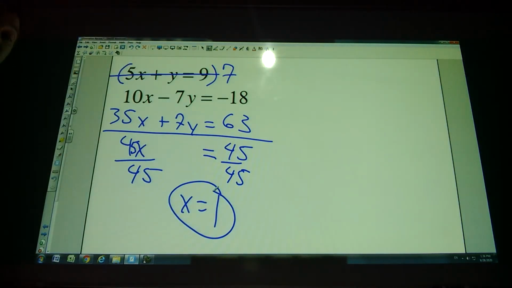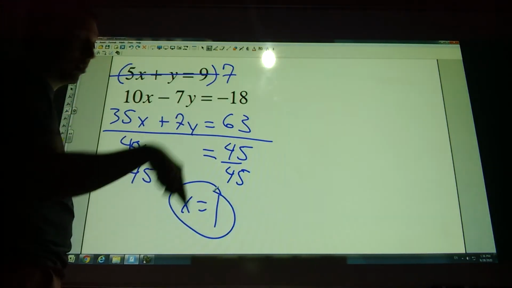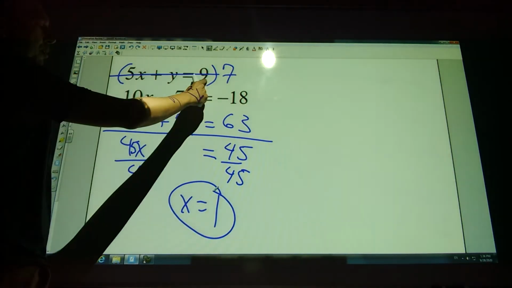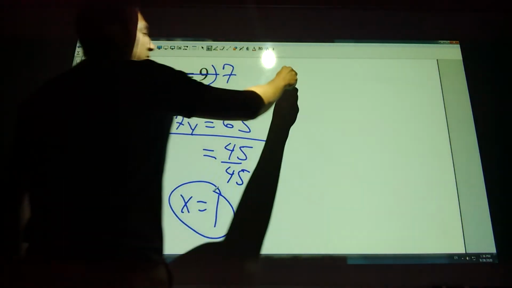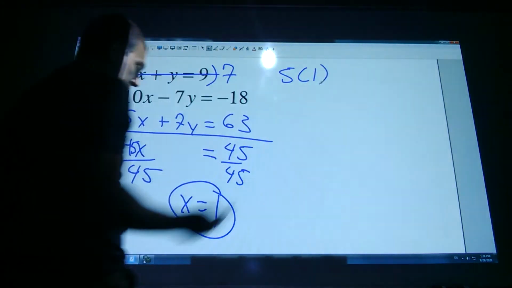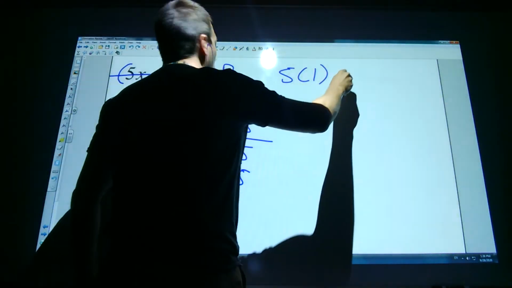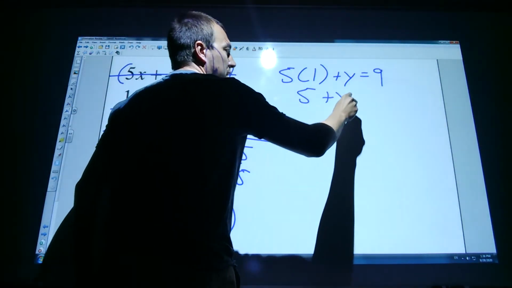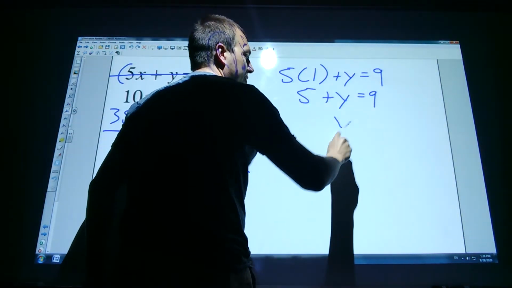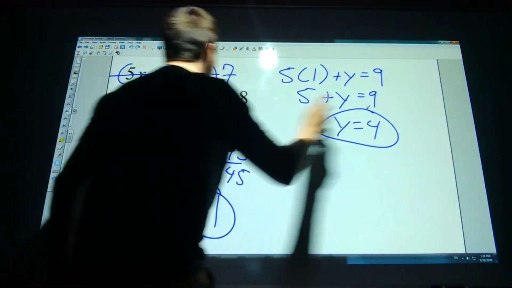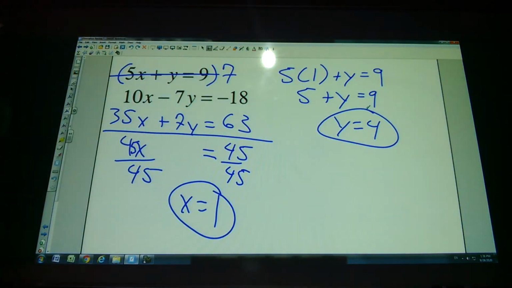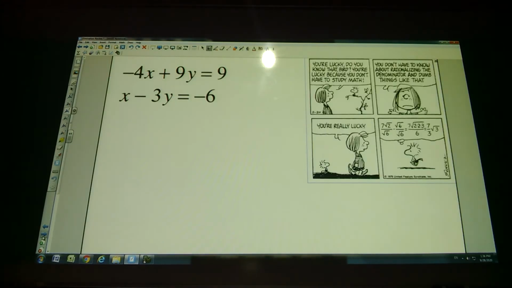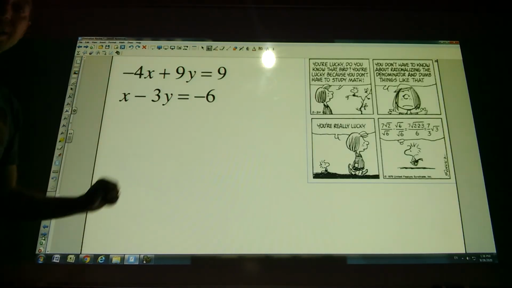Now we're going to plug it back in again to solve for y. I can use the top equation, 5 times 1 for x, plus y equals 9. 5 plus y equals 9. Subtract 5 and y equals 4. If you plugged it into the bottom equation, you should get the same thing. One last problem and then I am done. Try this one and see if we get the same answer.